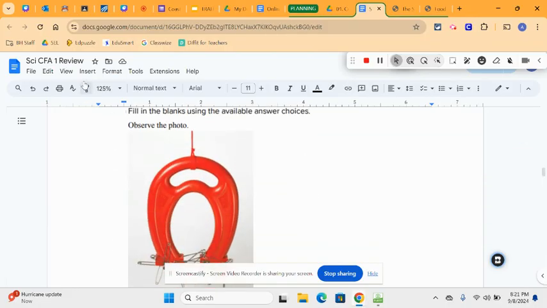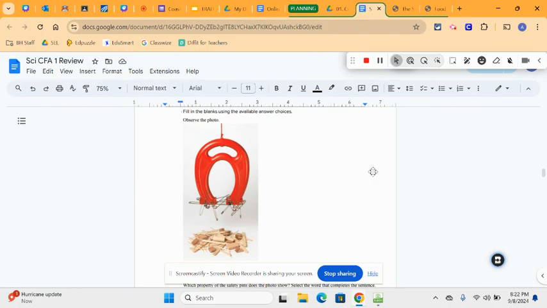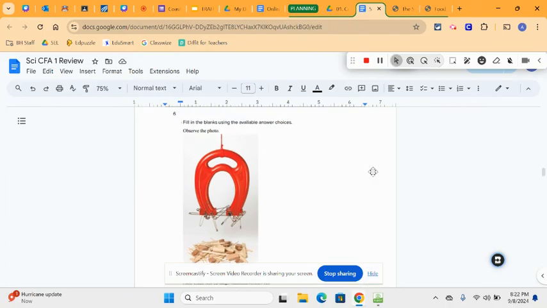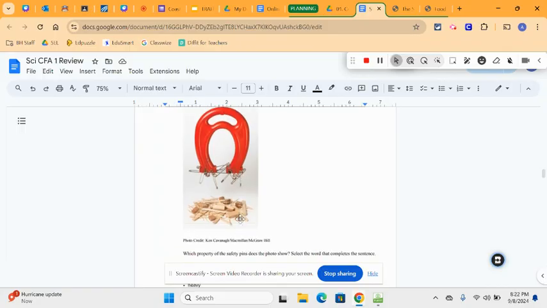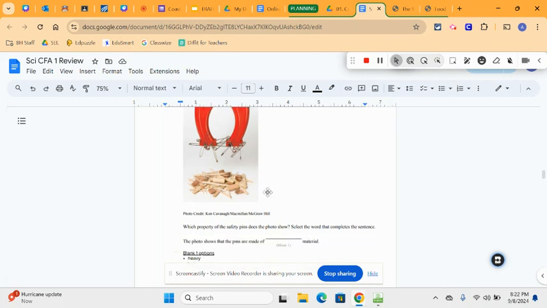Okay, number 6. Let me zoom out on number 6 because it's a big one. It says, fill in the blanks using the available answer choices and wants us to observe this photo. What we should notice in this photo is we've got a magnet, and the magnet has picked up or attracted these safety pins or some kind of pins. And then down here we've got some stuff that was not attracted to the magnet.